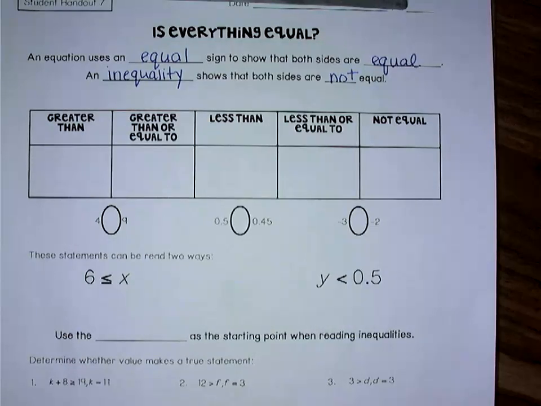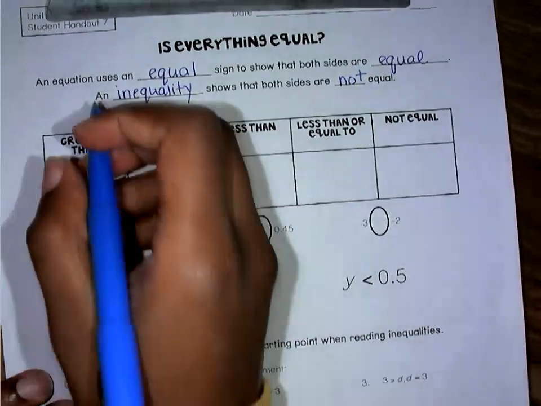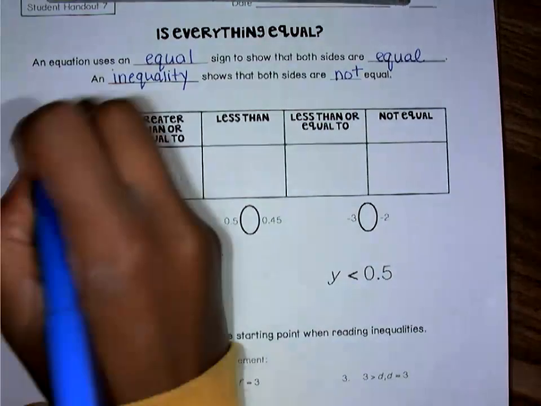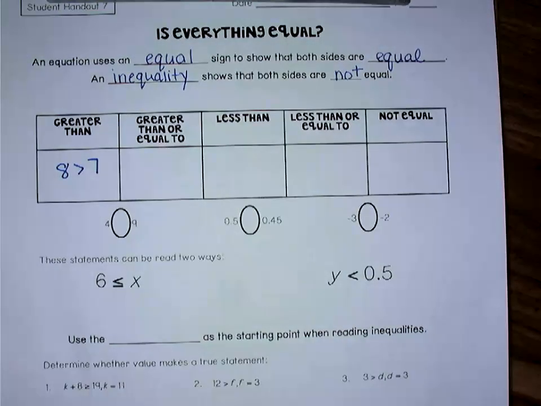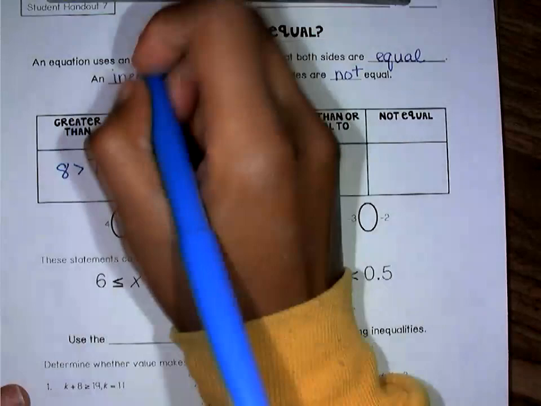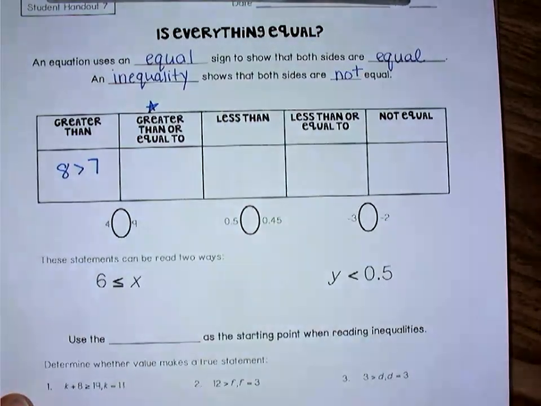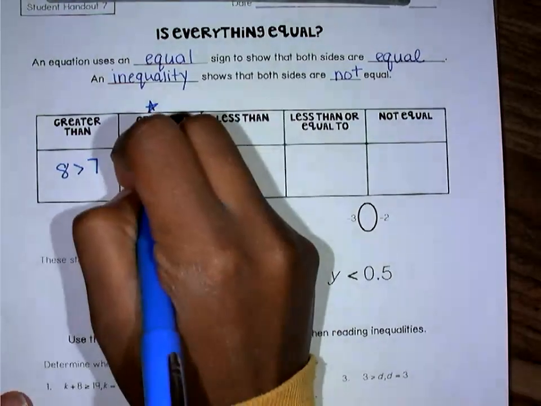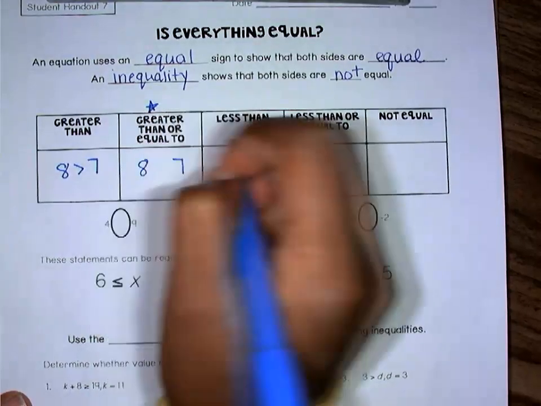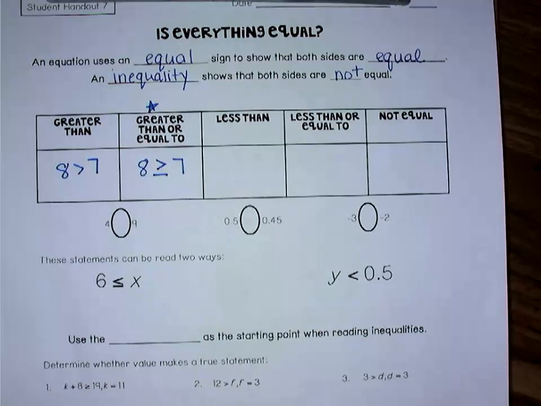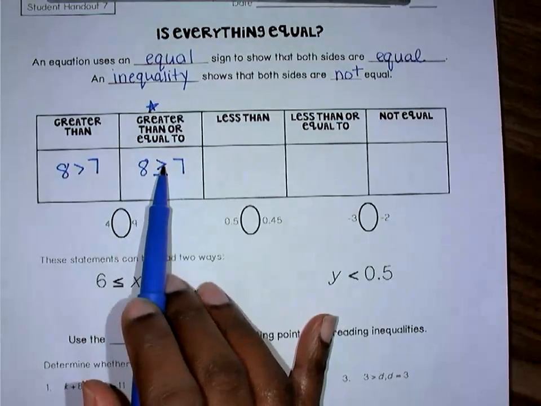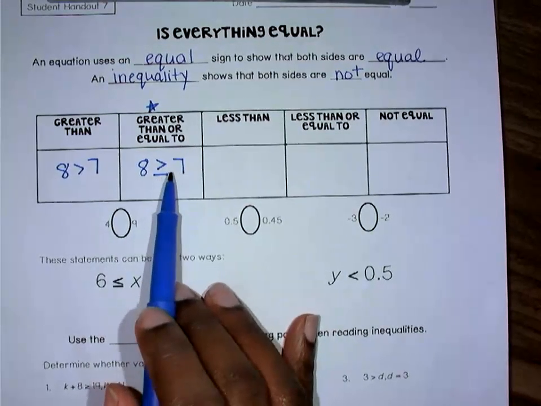So to start off with, to show the greater than sign, my example I'm going to do is 8 is greater than 7, right? You're eating the bigger number. Most of you guys know that. But now this one is new right here: greater than or equal to. Now you still have the same numbers, but the sign greater than or equal to has the greater than sign but a line under it. That lets me know that 8 is greater than or equal to 7.